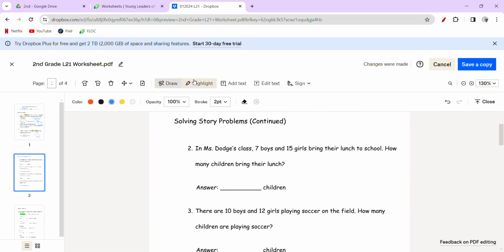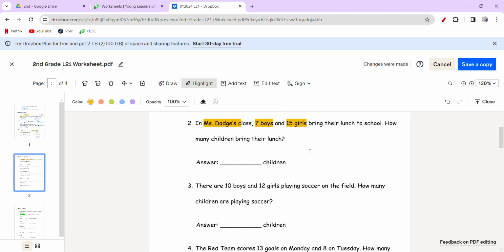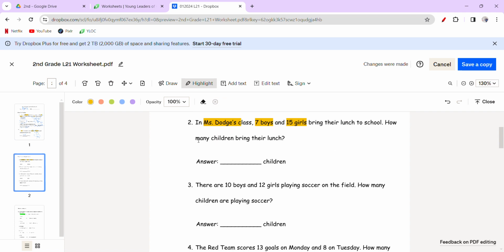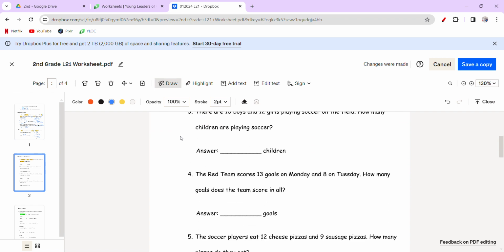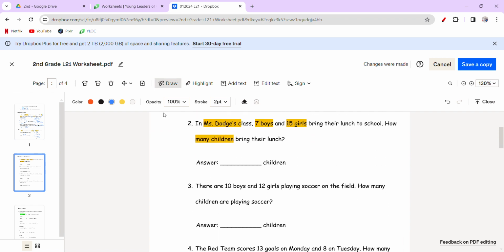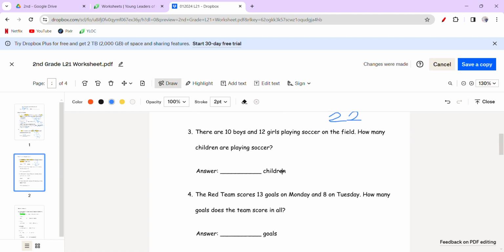Continuing on, in Mrs. Dodge's class, 7 boys and 15 girls bring their lunch to school. How many children bring their lunch? Okay, how many children? They are asking us to add again. These whole problems are adding, if you didn't know. So again, we will bring out 7 plus 15. 7 plus 5 is 12, so you put 2 and then 1 plus 1 is 2. So how many children bring their lunch? It would be 22 children.